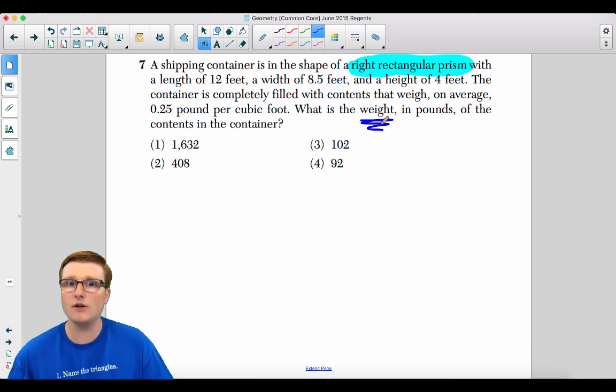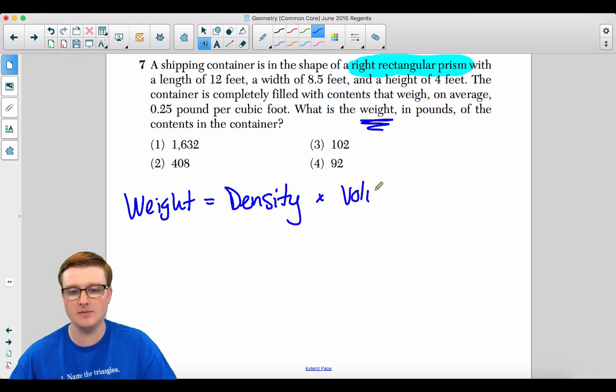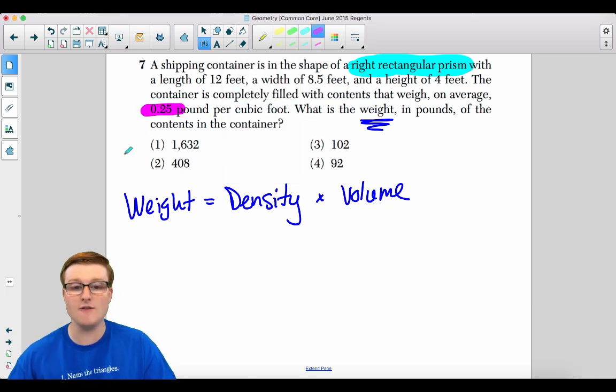You need to know the formula. Weight is equal to density times volume. So if you know that information, we could calculate the weight. Well, we already know the density. The density of this box is 0.25 pounds per cubic foot. That's your density. Now we just have to find the volume.